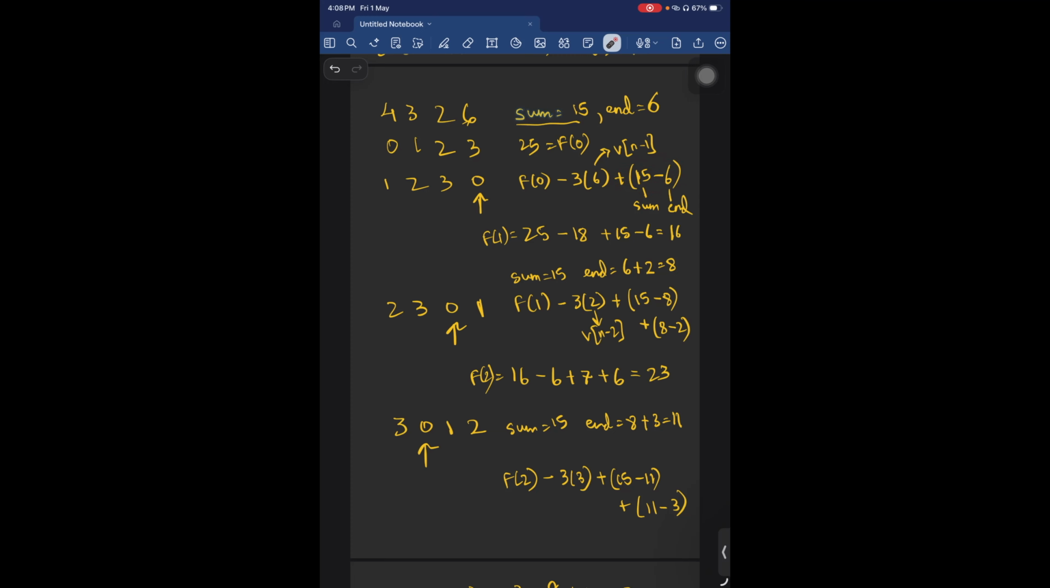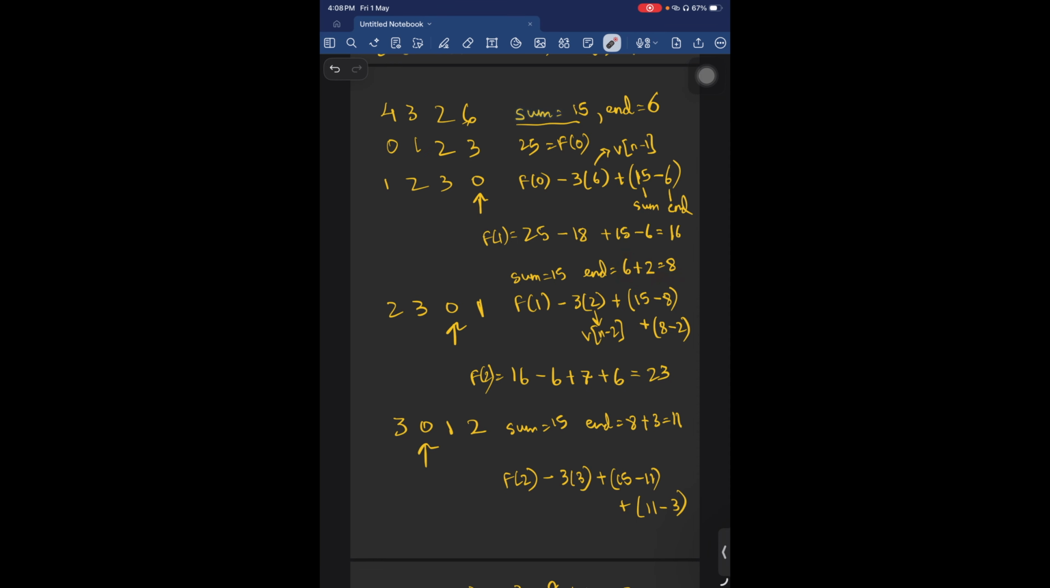So next we move to the n minus 2 index, and now we will take f of 1, which we just calculated, which is 16. We will subtract 3 times 2, because we have to subtract it 3 times, and that is n minus 1 times 2. 2 is this v of n minus 2, and then we have to add, and before doing this I will update my end by adding the value of the current index, that is this. So 6 plus 2 is 8.